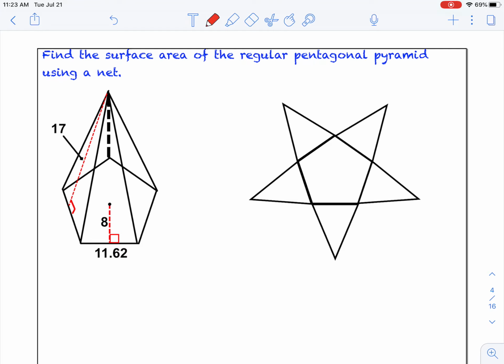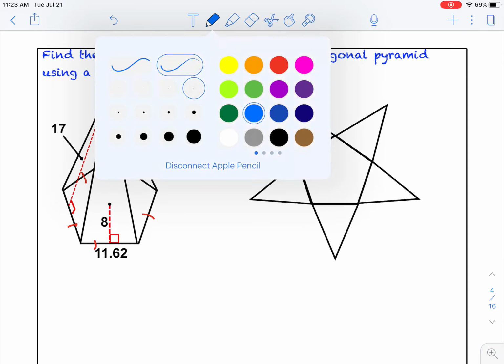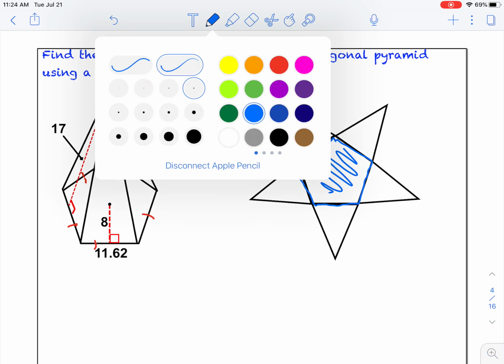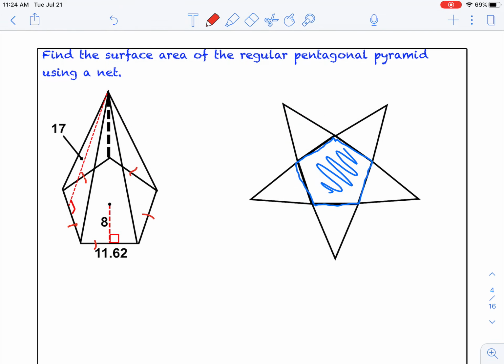So again, looking at a net of a regular pentagonal pyramid, remember, regular means that all the sides on that base are the same. If we are going to calculate the surface area, we would find the area of this base, which is a regular pentagon. Then we would find the area of one of these triangles, and then we could multiply it by 5.